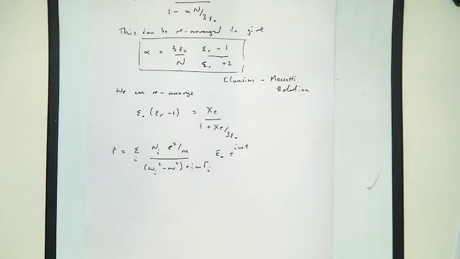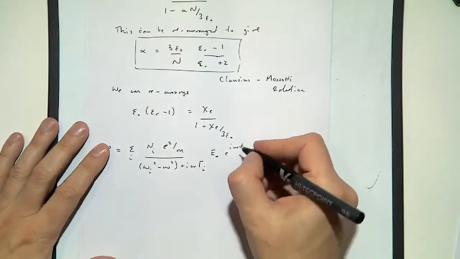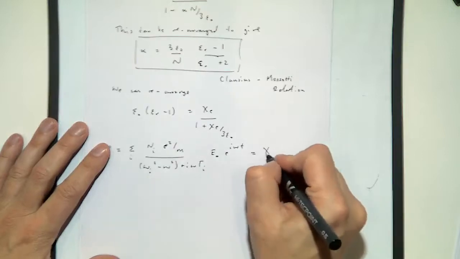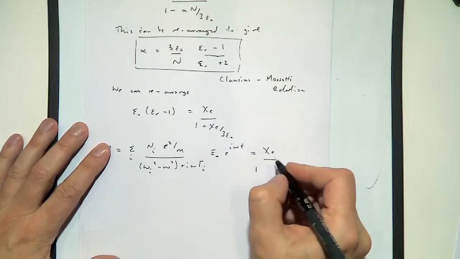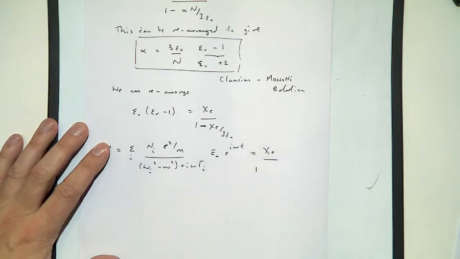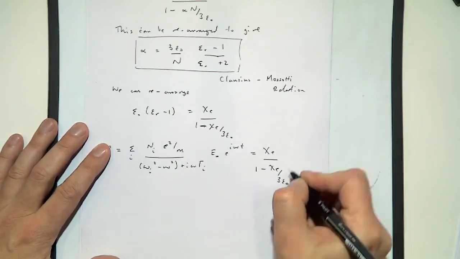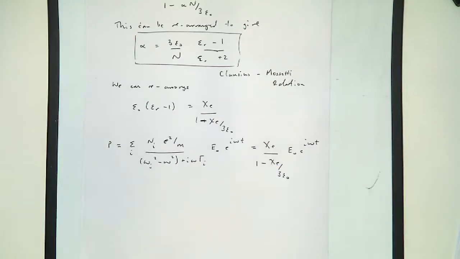Well, this expression on the left is now just the same thing as we just calculated on the right. This is chi, or 1 plus chi e. So that's the reason why we did that. Sorry, that should be a minus sign. That's a minus, I'm sorry. 1 minus chi e over 3 epsilon naught, E naught e to the i omega t.